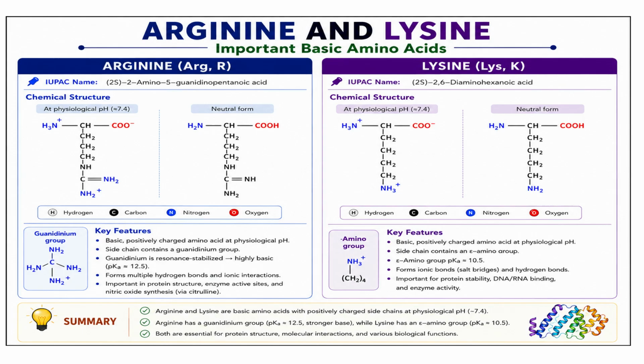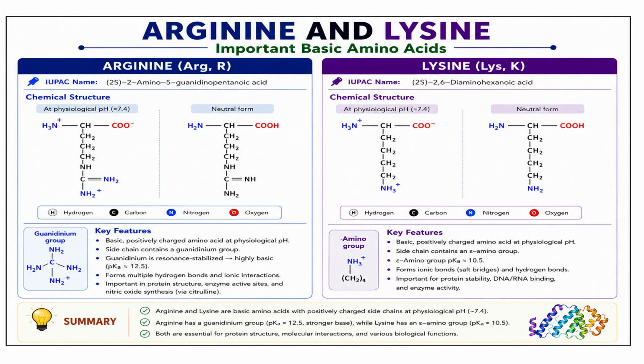Its positive charge is delocalized by resonance, allowing arginine to form strong electrostatic interactions and hydrogen bonds with negatively charged groups. Arginine is important in protein structure, enzyme active sites, and nitric oxide synthesis, where it is converted to nitric oxide and citrulline by nitric oxide synthase.